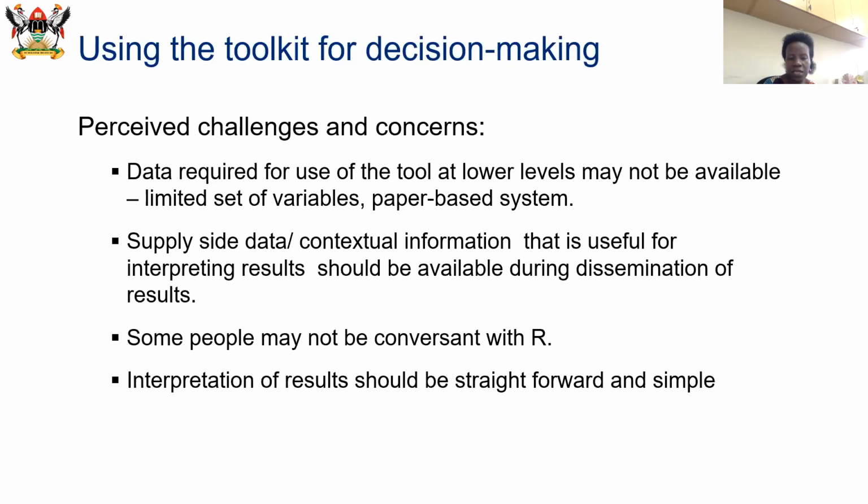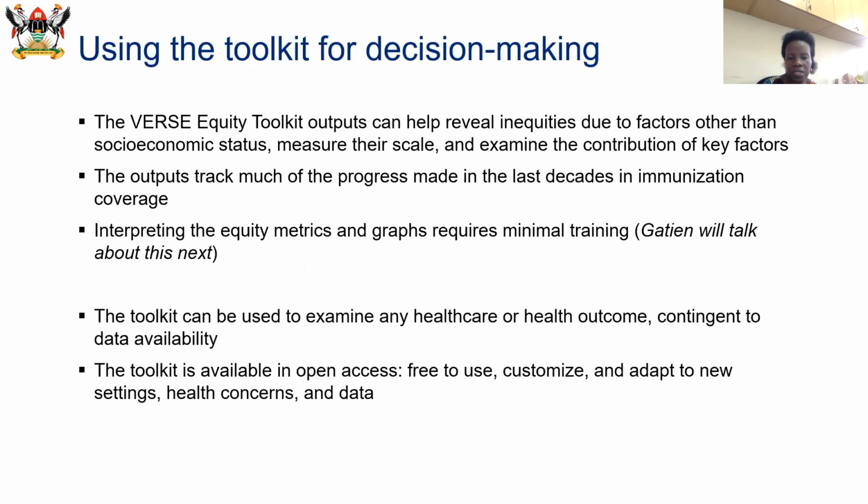And so they were emphasizing the fact that this needs to be presented in a simple and straightforward manner to ensure that when they get the results, they're able to use them. If they generate them themselves, they're able to use them as well. So as we mentioned earlier, they indeed noted that this toolkit can help to reveal inequities that are contributed to by other factors beyond socioeconomic status. It's also able to reveal and examine the extent to which different factors contribute.